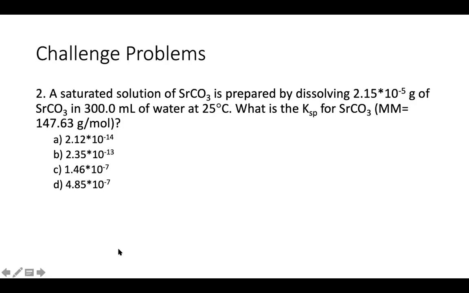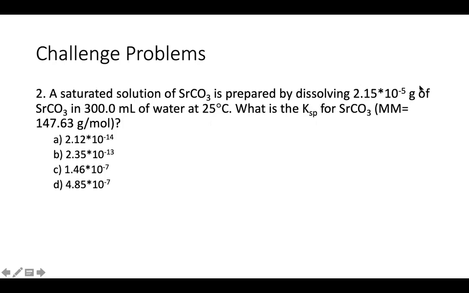Okay, so some things, and we'll go over this tonight more in depth as well. Some things to note is I say a saturated solution. If you have a saturated solution, that by definition means that you are at your Ksp. So the fact that it says a saturated solution says that we're at Ksp, and it says 2.15 times 10 to the negative fifth grams are dissolved. That basically means that that amount of grams of strontium carbonate dissolved and ionized into its respective cation and anion.